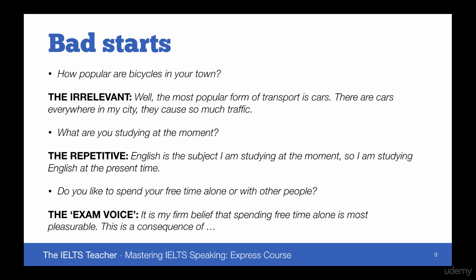Question 5. What are you studying at the moment? Now, this is the repetitive answer. "English is the subject I am studying at the moment, so I am studying English at the present time." This is actually quite a common response, and I'm not sure whether candidates realise they are doing it. But it's essentially a case of you don't know what to say, and so you repeat the same thing in slightly different vocabulary. Try to notice when you're doing this, try to stop it, and think about how you can develop your idea, which we'll be looking at a little bit later in this lecture.